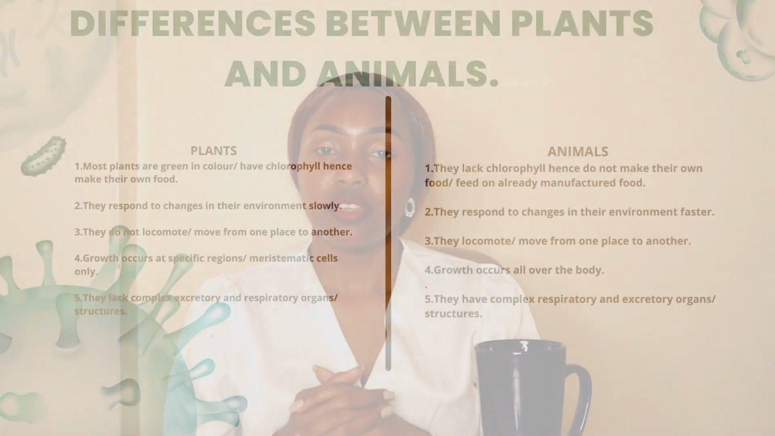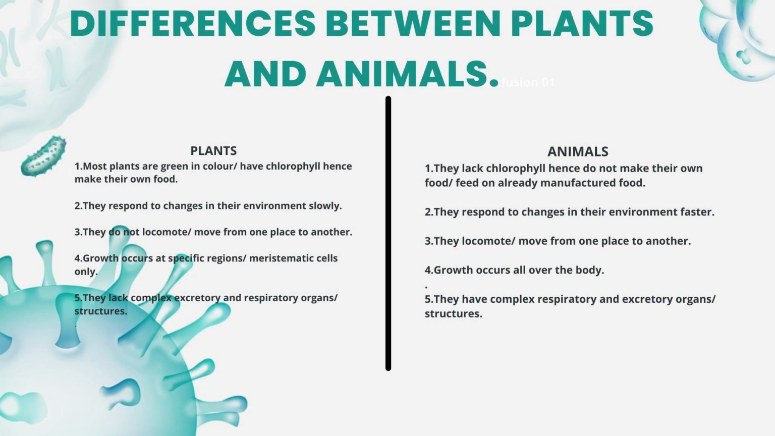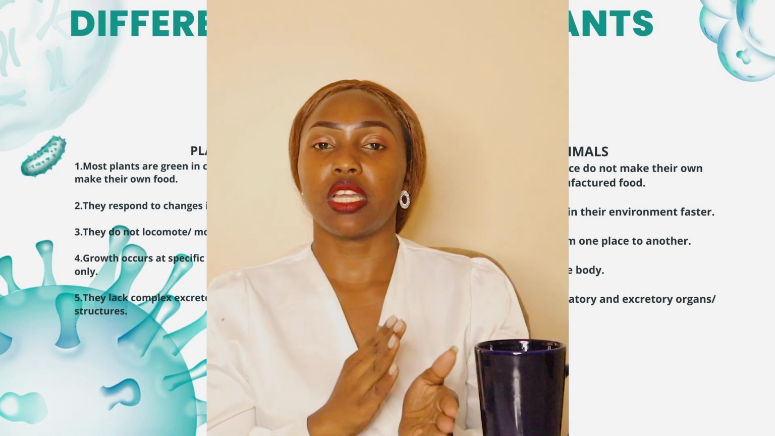Our first difference is based on growth, whereby growth in plants takes place within the meristematic cells, and in animals, growth takes place all over their body throughout their lifespan. So when it comes to plants, growth will only occur at the regions of growth we call meristematic cells. But for us animals, growth will occur within our body, not at a specific region.